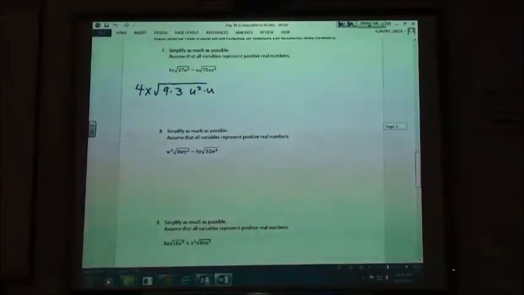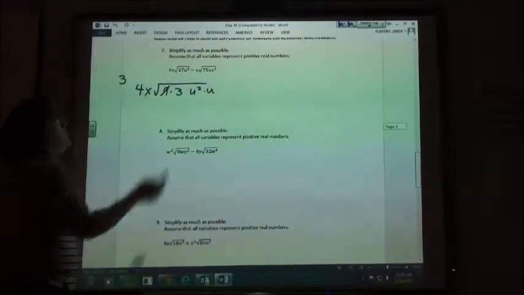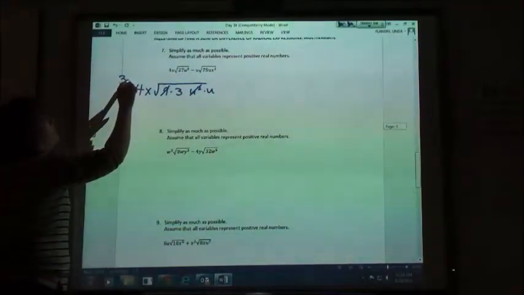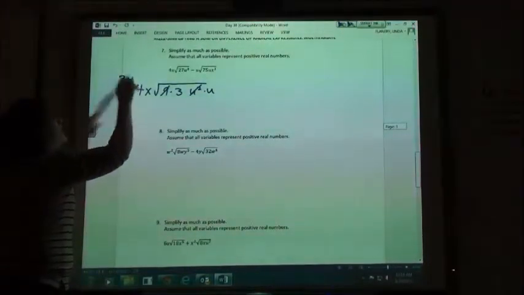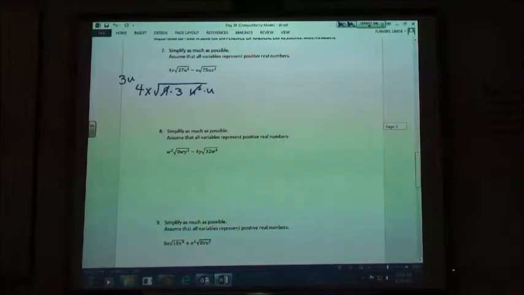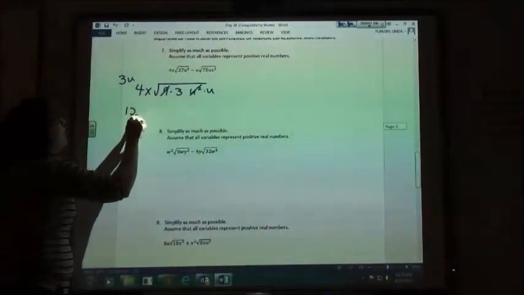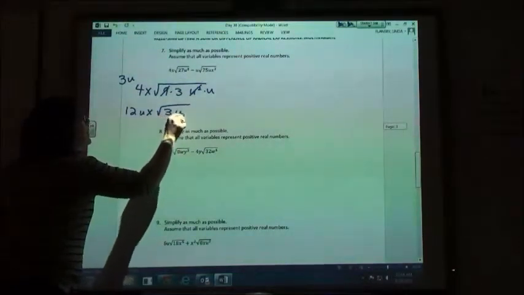So, square root of 9 is 3. The square root of u squared is just a u. Half of 2 is 1, so u to the first, right? So if I take out a 3u, I'm going to multiply it by what's in front. I'm going to get 12ux square root of 3u.